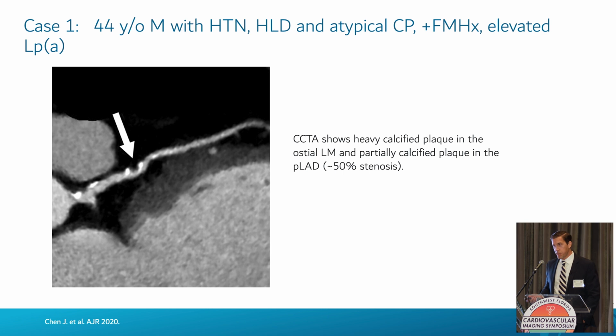I've got a few cases just to highlight the added value of FFR. Case one, a 44-year-old male with hypertension, hyperlipidemia, presented with atypical chest pain. This patient had a strong family history of coronary disease and had an elevated Lp(a) of about 120. We see the coronary angiogram here. There's a heavily calcified ostial left main lesion, but then in the proximal LAD, there's a partially calcified plaque, about 50% stenosis. So kind of right around a CAD-RADS 2/3 lesion.